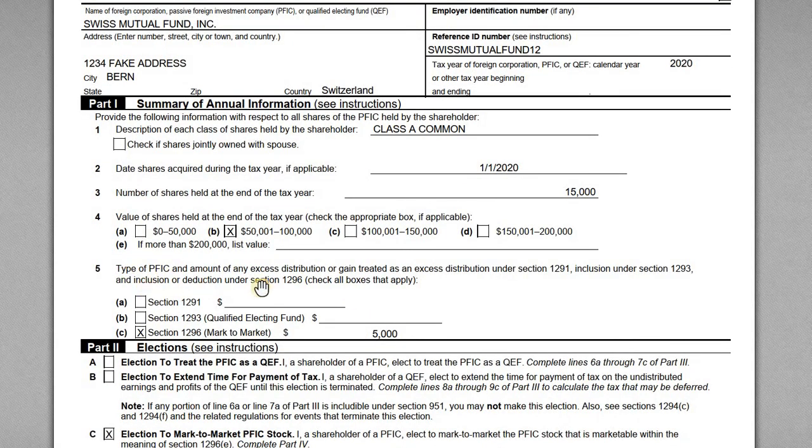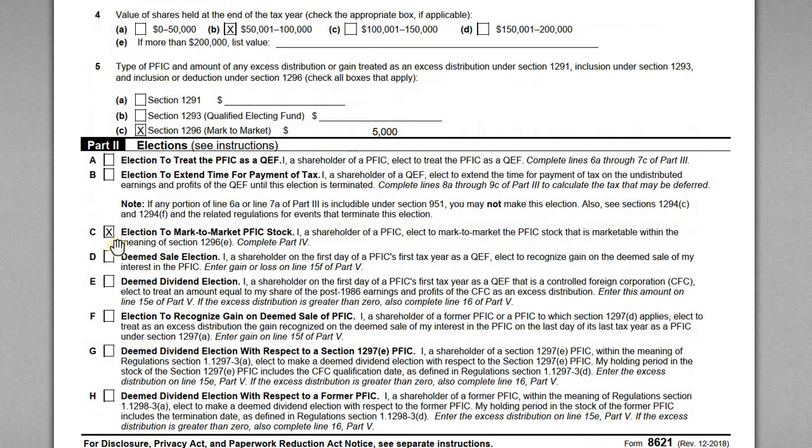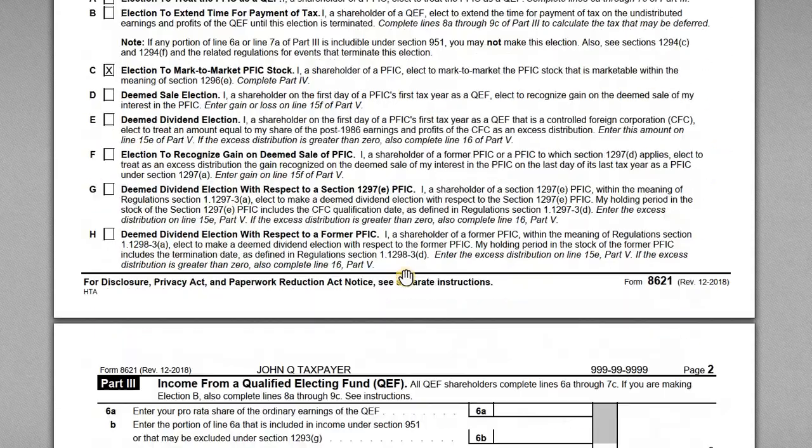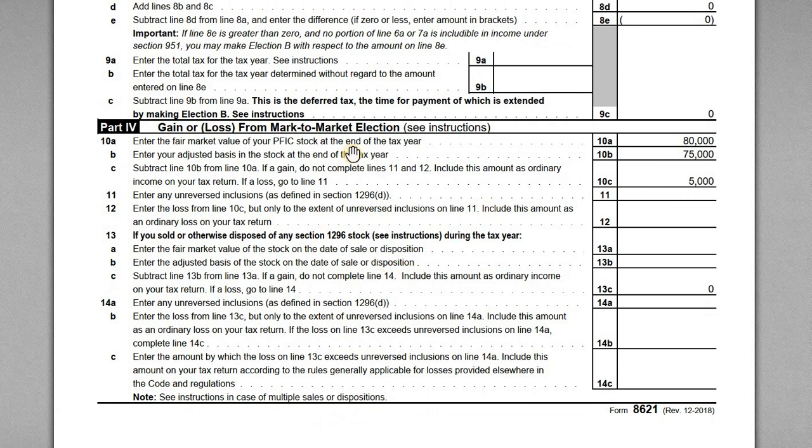Now, line item 5 is the type of election we're making. So we're doing a mark-to-market election under Section 1296, and then 5,000 is going to be the amount of income inclusion. Okay, so in part 2, again, we indicate here what election we're making. So part 2C, election to mark-to-market the PFIC stock, and then we have to complete part 4 down here, gain or loss from the mark-to-market election.